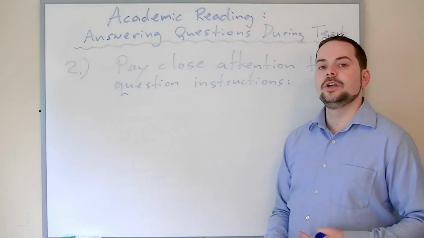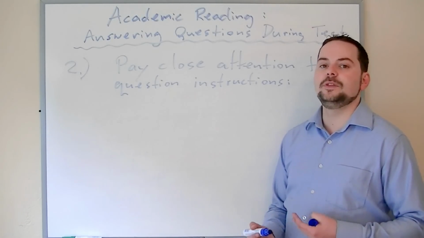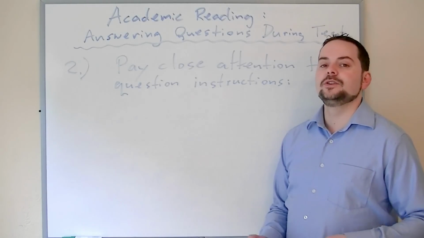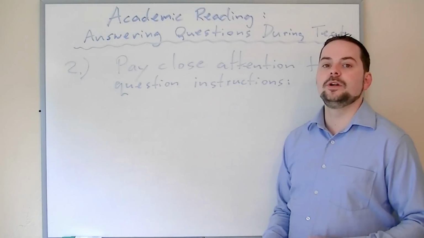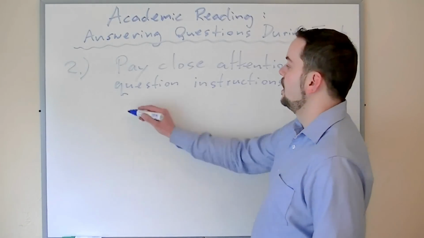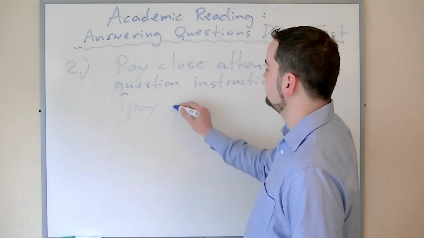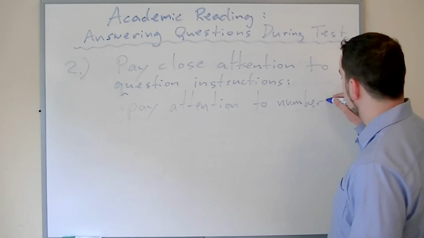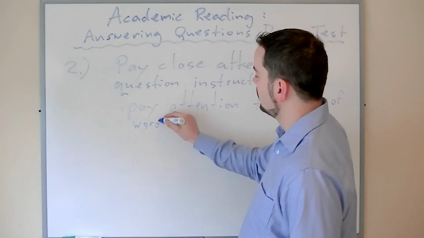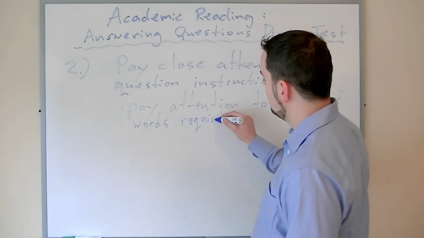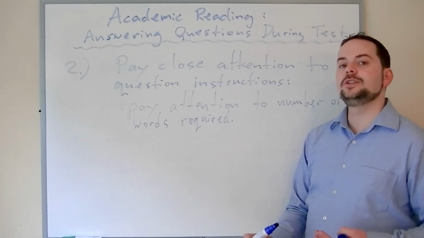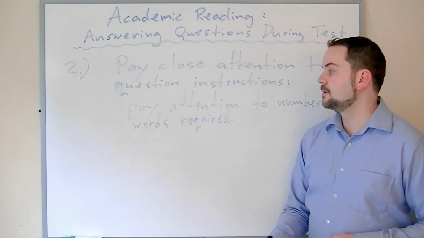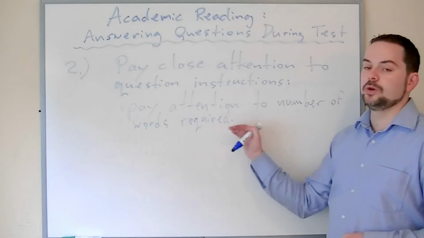If it says 2 words, there's a very, very good chance that at least a few of the answers will require 2 words. If the question says you need 3 words, there's a very, very good chance that some of the answers will need 3 words to be correct. So pay attention to the number of words. These instructions you'll usually see for summary completion, fill in the blanks, table completion, or diagram completion. So make sure you pay attention to the number of words that are required.